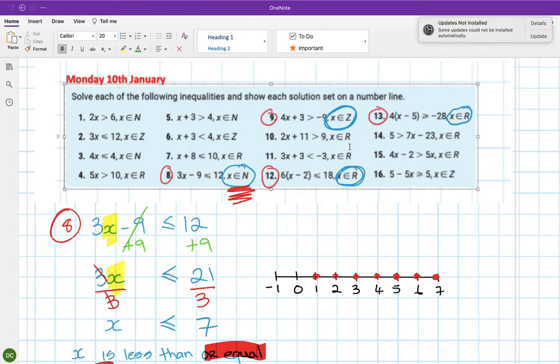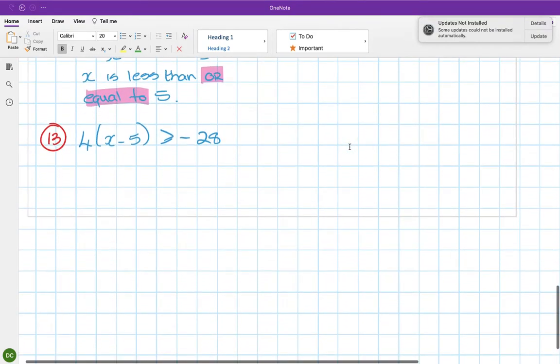From the question you can see that we're talking about real numbers again. So again, not just whole numbers, we're talking about whole numbers and the fractions and decimals in between. Okay, so again there's a bracket in this one, so we're going to have to distributively multiply, so let's do that. So we're going to take the 4 and multiply it by the x, and take the 4 and multiply it by the minus 5. So 4x minus 20.